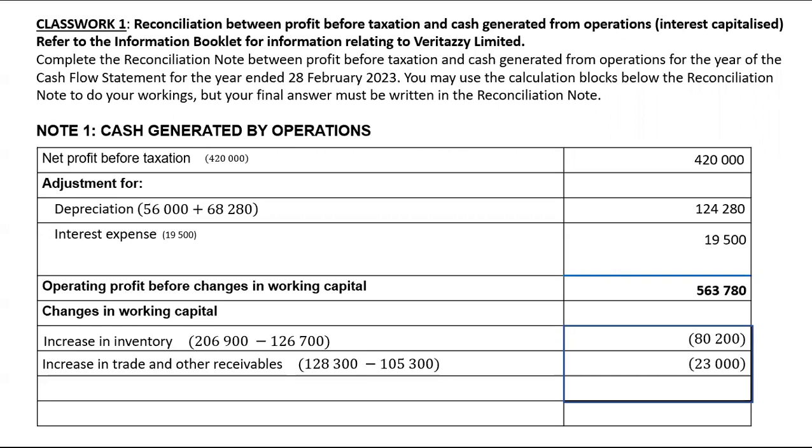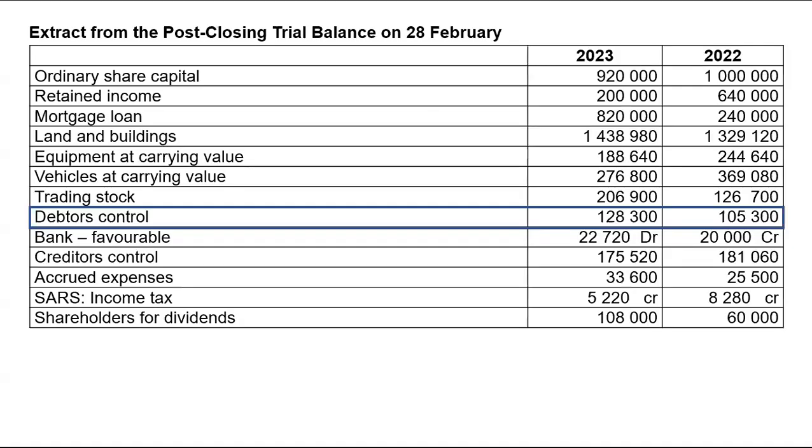The next item will be trade and other payables. This is tricky because we need to figure out what goes to trade and other payables. The first item I noticed there is creditors control. The second item I noticed there is accrued expense. Remember, we only include accrued expense in trade and other payables if it does not relate to interest on loan. And in most cases, it's when interest on loan is not capitalized. And here you are not told that that accrued expense relates to interest on loan. Therefore, we are going to include it as part of trade and other payables. I'm going to prepare a smaller table.